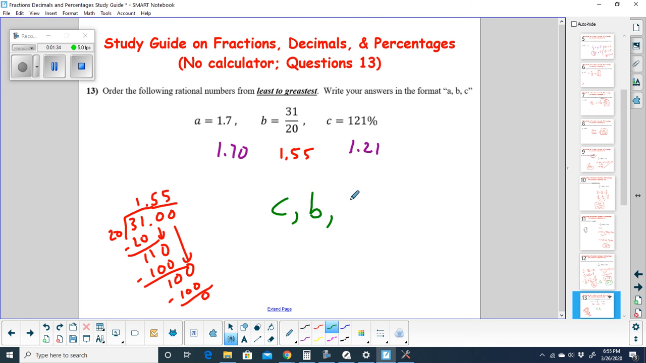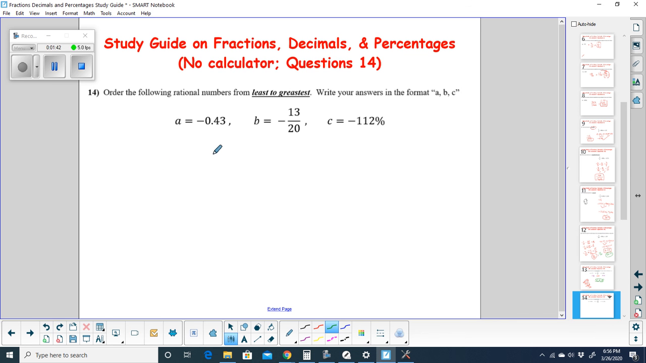1.55, and then followed by A. So C, then B, then A. Next, we have number 14. Now these, all three numbers are negative. Once again, I'm going to change them to decimals. So the first and the last one are very easy because this one's already a decimal, negative 0.43. This one, move the decimal point 2 over, so I have negative 1.112. And the last one is negative 13 over 20.